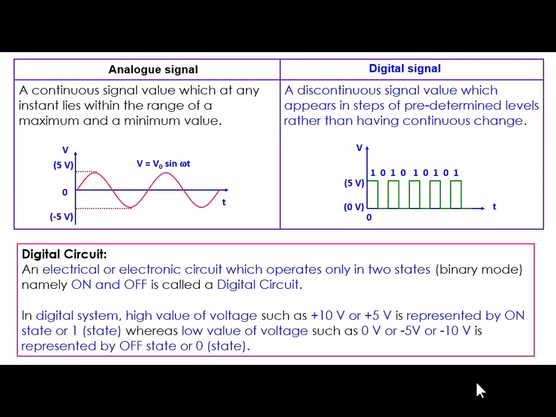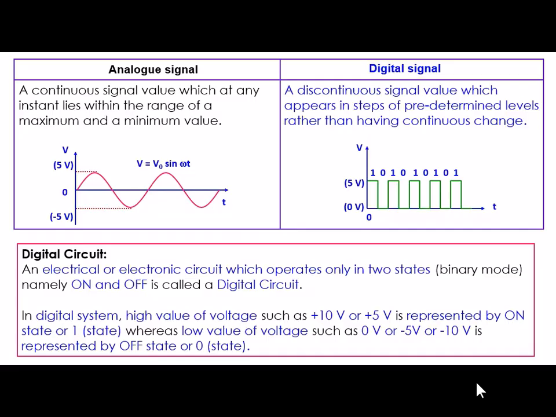In a digital system, a high value of voltage such as plus 10 volt or plus 5 volt is represented by an on state or 1 state, whereas a low value of voltage such as 0 volt or minus 5 volt or minus 10 volt is sometimes represented by an off state or 0 state. So this is the difference between an analog signal and a digital signal, and an electronic or electrical circuit which operates with these two states, 1 and 0, is said to be a digital circuit.